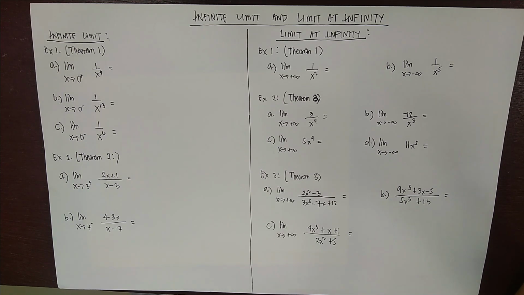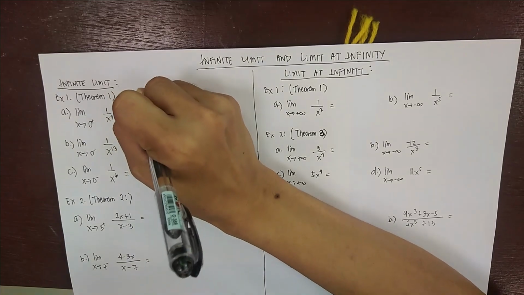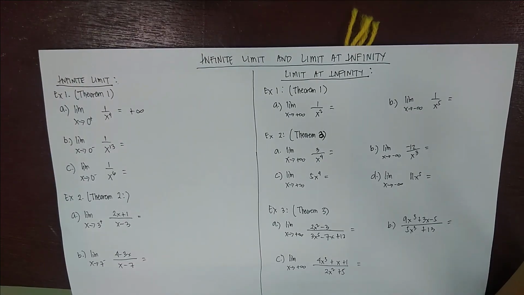By applying theorem 1, since our x is approaching 0 through positive values, or from the right, our answer is always positive infinity. Okay? So let's have another example.